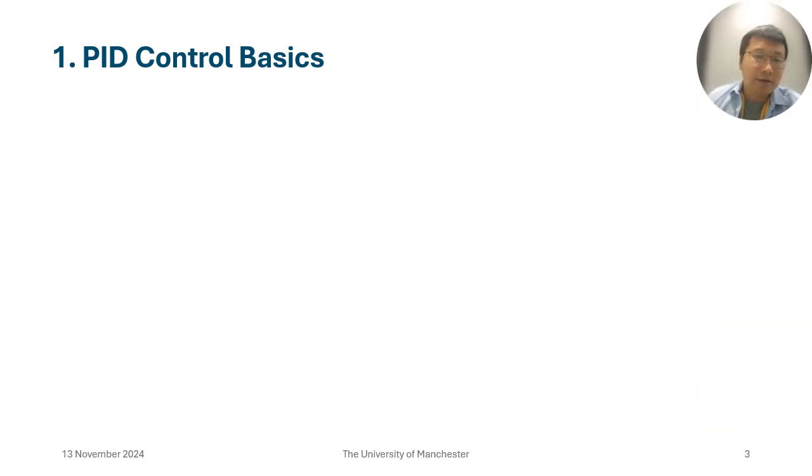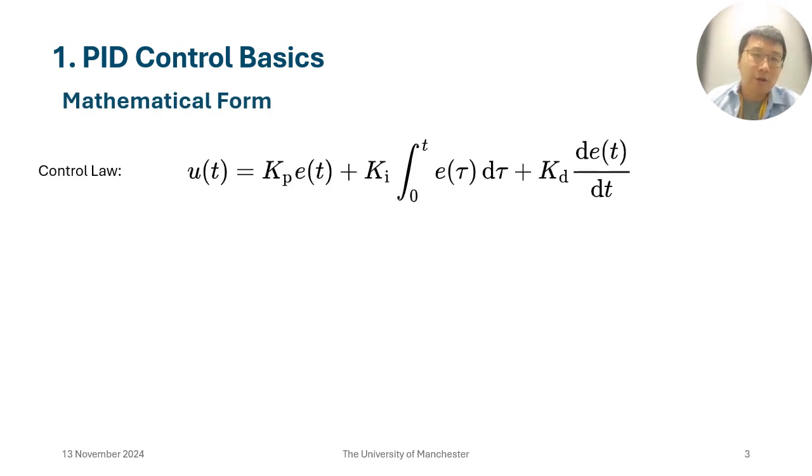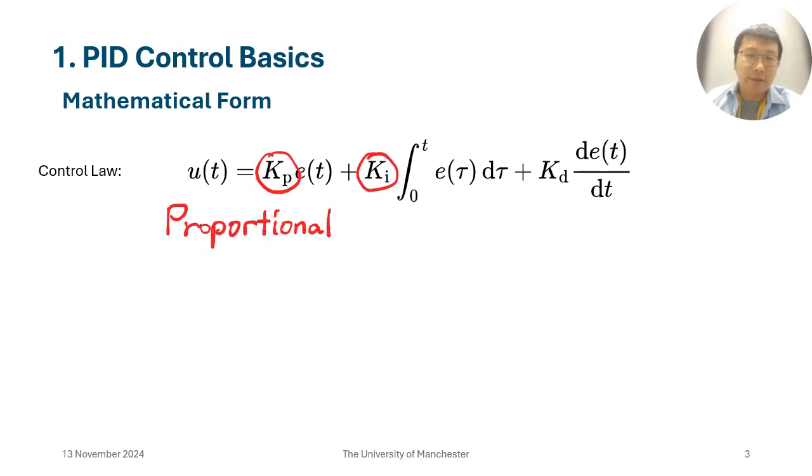So what is a PID controller exactly? We can start by writing down the mathematical form of the control law. u(t) is the control input, such as the propeller speed of the aircraft, and e is the error term. We can see there are three components. The first is the P component, proportional, the second is the Ki component, integral, and the third is Kd, which is the derivative.